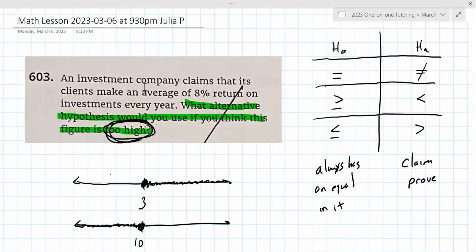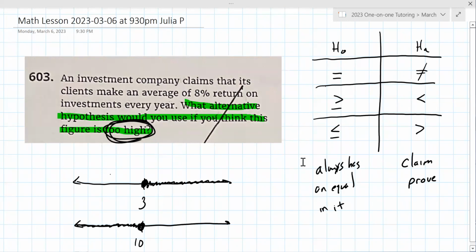Like imagine someone said, Julia, your swimming time for this run is 125 seconds. And you're like, no, that's too high. What would you like to prove, or what would you like to claim it to be? That it was lower. You're like, I'm not that slow. I'm fast. I'm faster than that. So your claim, or what you're trying to prove, is this side. And if you can figure out one or the other, you match it up to the one.